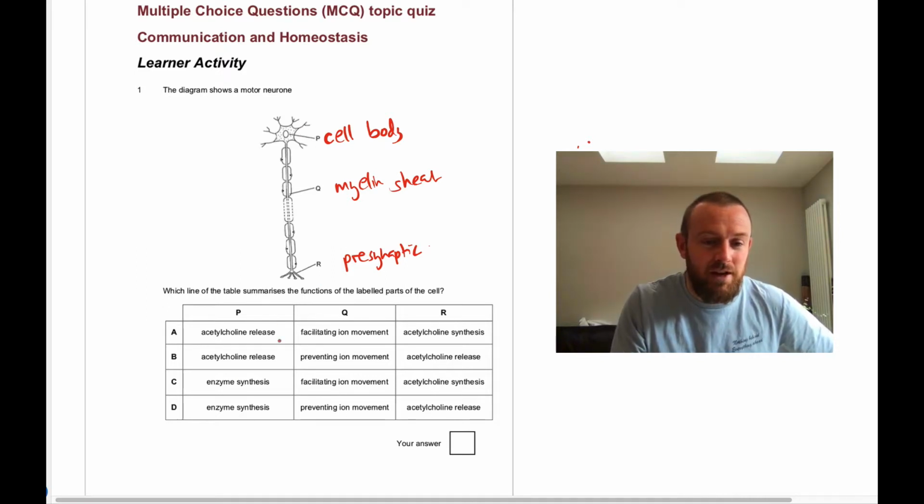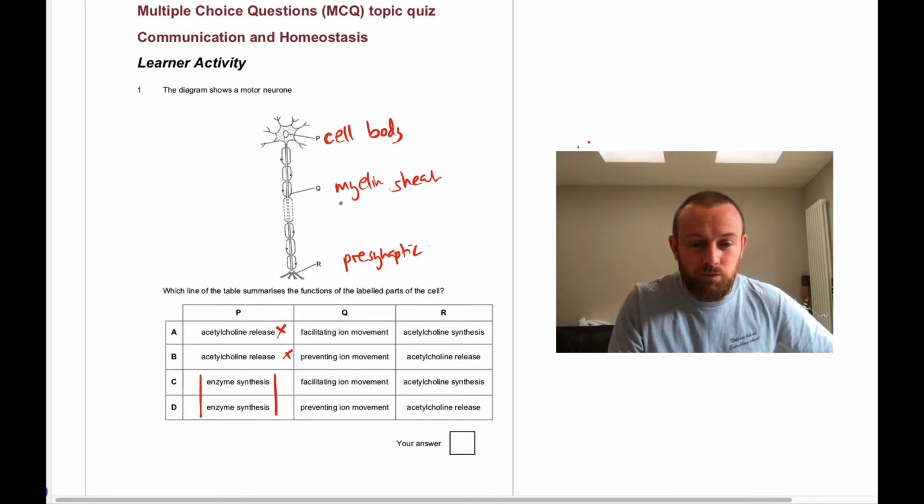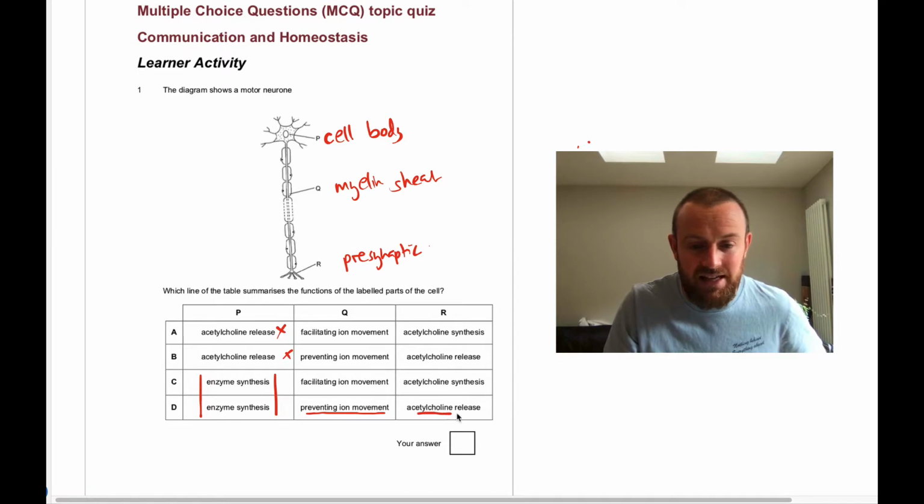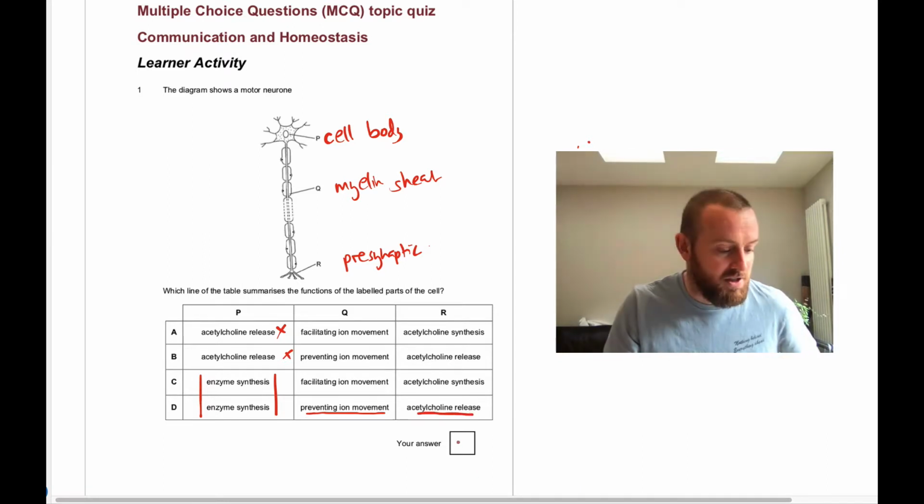Okay, so what does each do? P is definitely not going to be acetylcholine release. It's going to be enzyme synthesis, one of those two. Q, is it going to be facilitating or preventing? This is going to be preventing ion movement. So it's looking like it's D, and let's just double check. Yeah, this is acetylcholine release just before the synapse. So the answer is D.